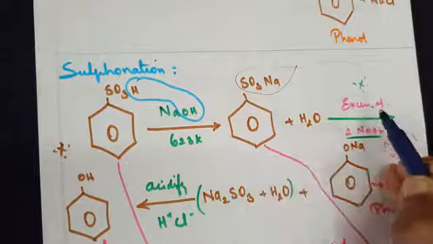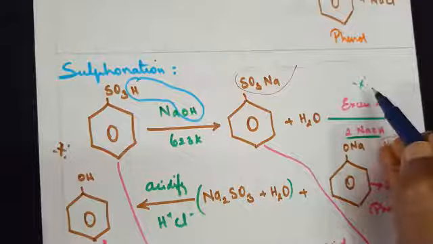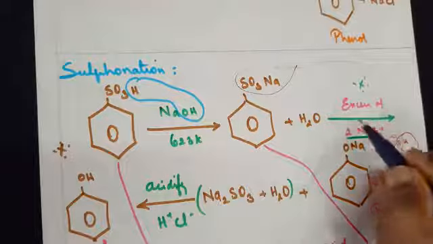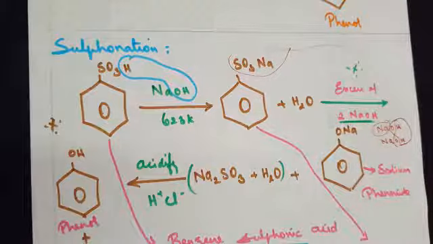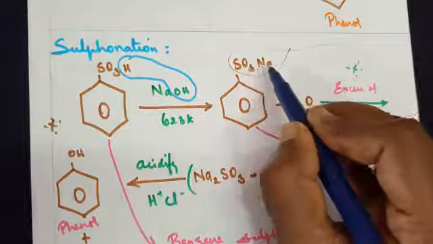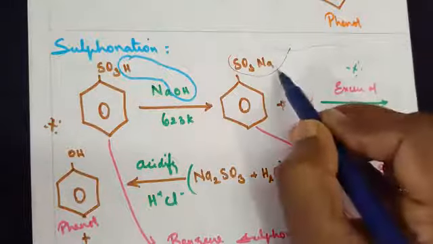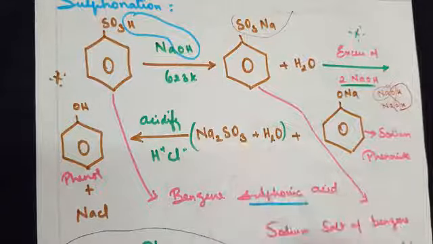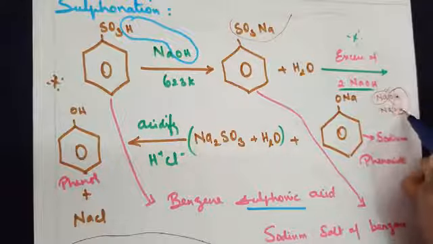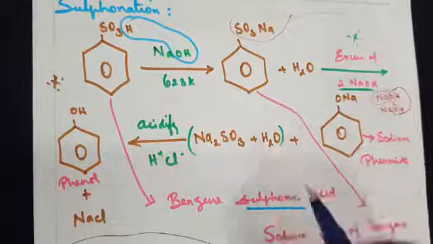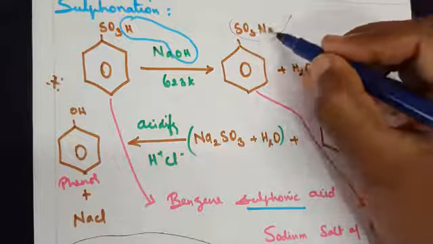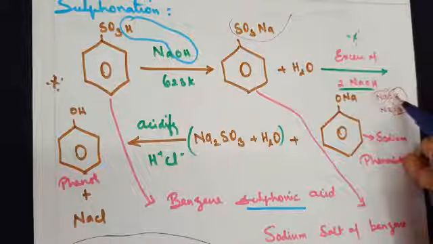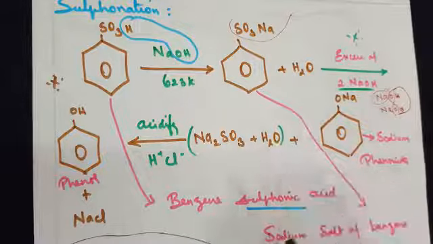Further, when you treat it with excess of sodium hydroxide, this condition is a very important one. Here you are treating it with 1 mole of sodium hydroxide. Here you are treating it with 2 moles of sodium hydroxide. Already you have an SO3Na. One sodium from here combines here, giving us the byproduct Na2SO3, plus OH from here and H from here will combine and go out as a water molecule.